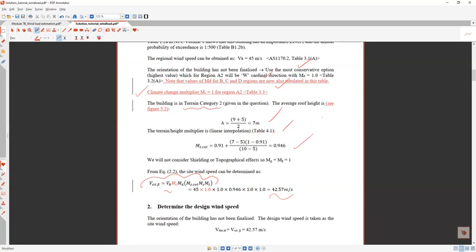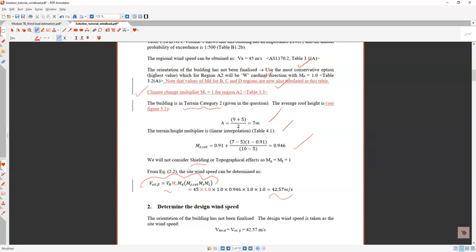So in this case, we have done the linear interpolation from table 4.1. And then there is no shielding or topographical effect. Now these are important. Shielding means, imagine if I have a building which is surrounded by lots of multi-story buildings, then wind flow will be significantly affected. So then you have full shielding.